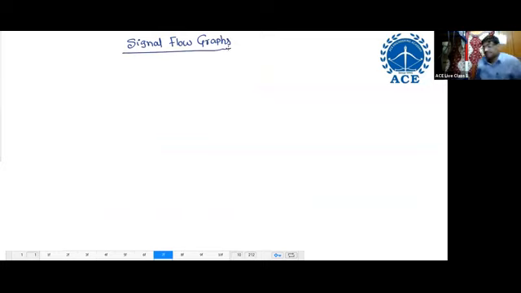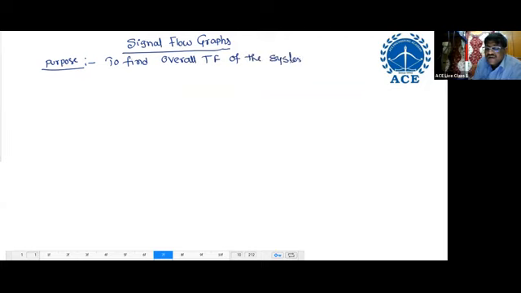Signal flow graphs. What is a signal flow graph? What is the objective of a signal flow graph? What is the purpose? The purpose is to find the overall transfer function of the system.